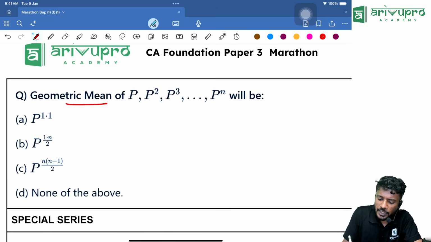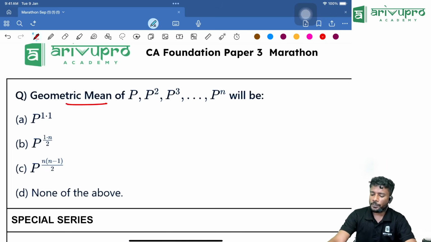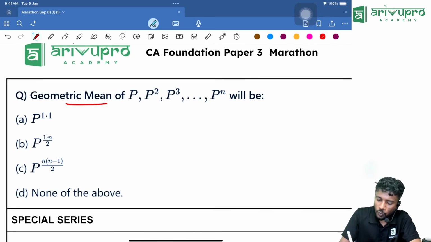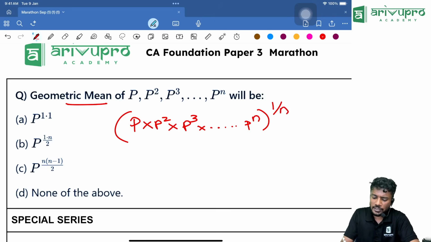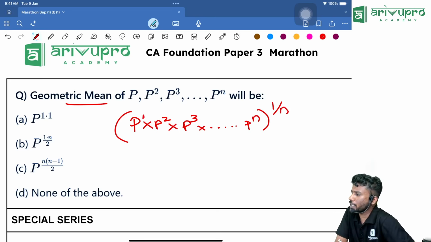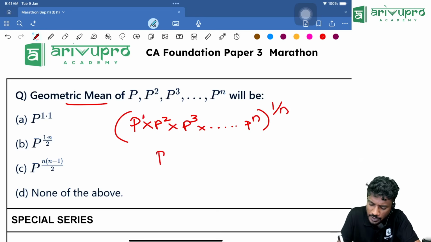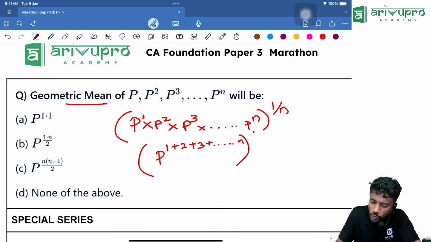Find the geometric mean of p, p square, p cube, etc., up to p^n. So, what is the GM of this now? We can write it as p into p square into p cube into etc., up to p^n, the entire thing raised to 1 by n. Now, what is p raised to 1 into p raised to 2 into p raised to 3 into etc.? Can I write p raised to 1 plus 2 plus 3 plus etc., up to n? The entire thing raised to 1 by n.